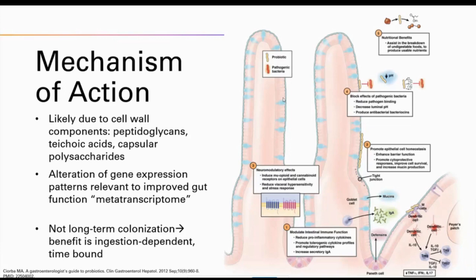Whenever we get down to another luminal function, we also think that they block the effects of a lot of pathogenic bacteria. And there's multiple ways in which they're doing this. They're reducing the pH of our intestinal lumen. They're reducing pathogen binding by competing for binding sites. We also think that they may play some role in producing antibacterial bacteriocins in order to decrease that as well.